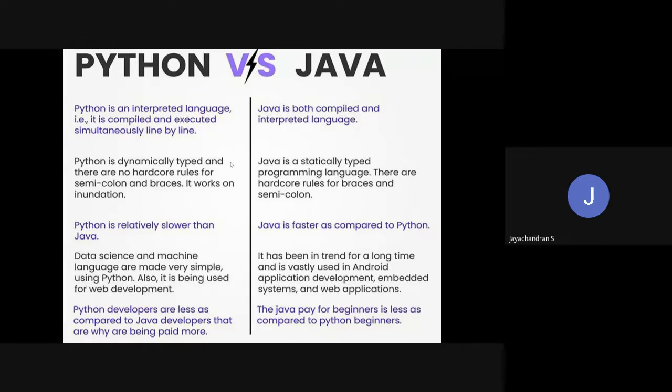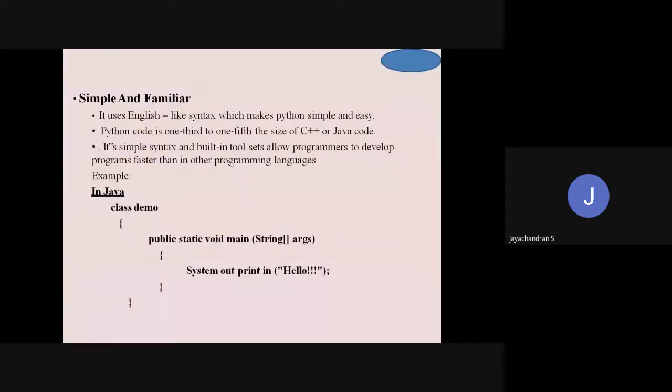So we already compared Python versus C, Python versus C++, and Python versus Java. So these are the comparisons with the languages. Next, we are going to discuss the features of the programming language. Python is very simple and familiar, and it uses English-like syntax, which makes Python simple and easy. Python code is one-third to one-fifth the size of C++ or Java code, because of its simple syntax and built-in tools that allow programmers to develop faster than in other programming languages.